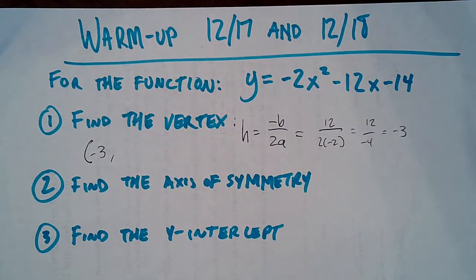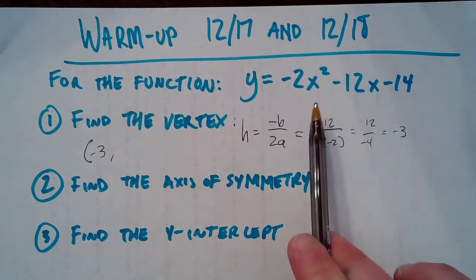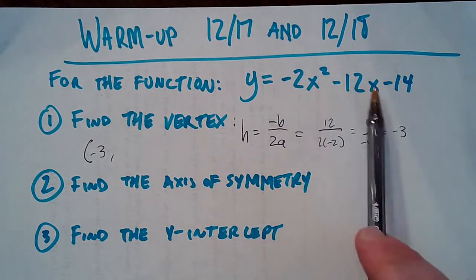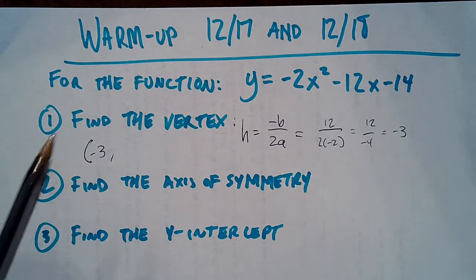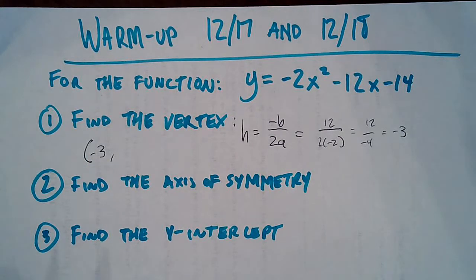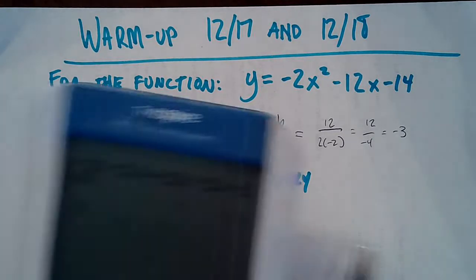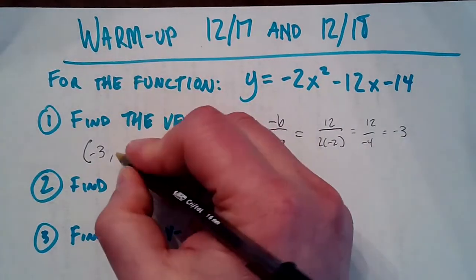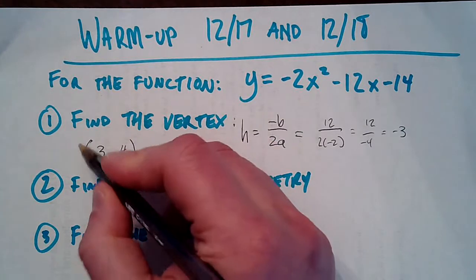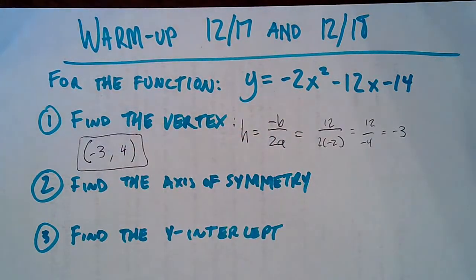Now you still need the k coordinate, which you get by taking the negative 3 and substituting it in for the x. A lot of times you just put that in a calculator. I can just type it in here real quick and see what we get. All right, so I typed that in, and I got 4. So that means my k value is 4. So there's the coordinate of my vertex.